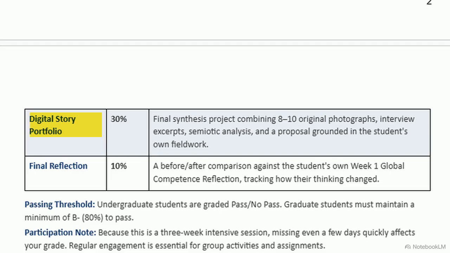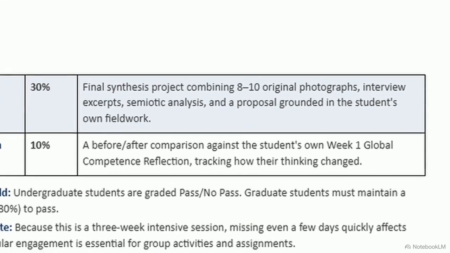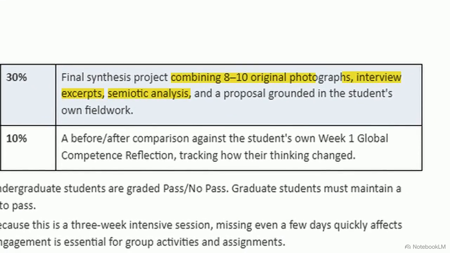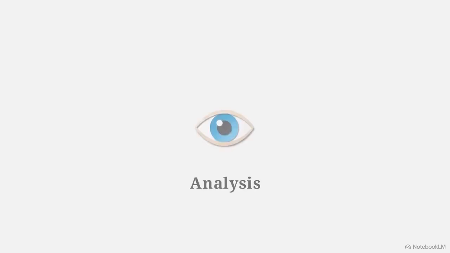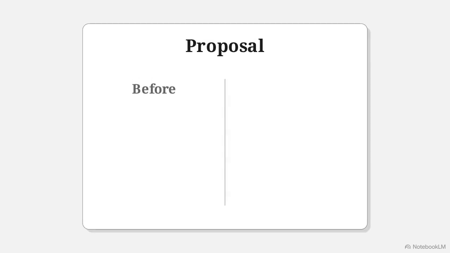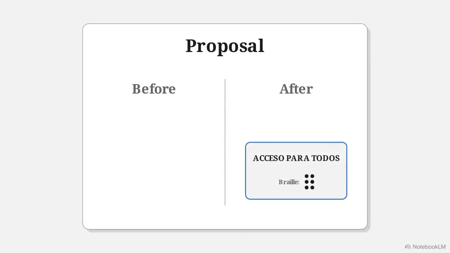As the grading table shows, this project accounts for 30% of your total grade. The description outlines what to include: 8 to 10 original photographs, a semiotic analysis, and excerpts from your community interviews. Based on your analysis, you will also include a concrete proposal. You need to outline one specific change to public communication that would make the physical space you studied more inclusive.